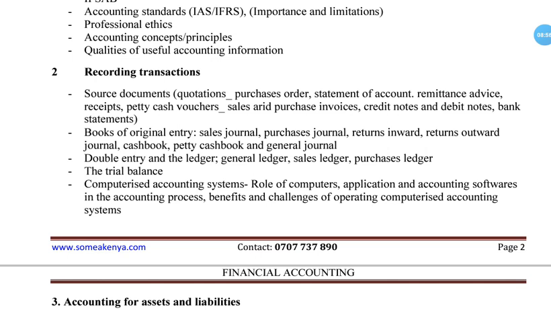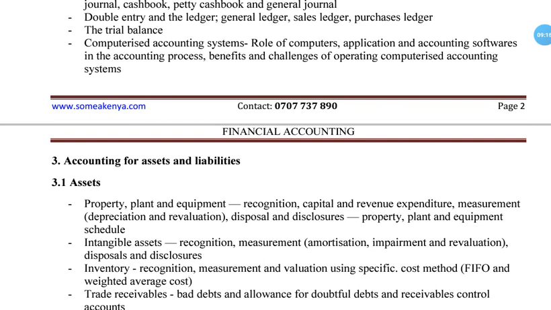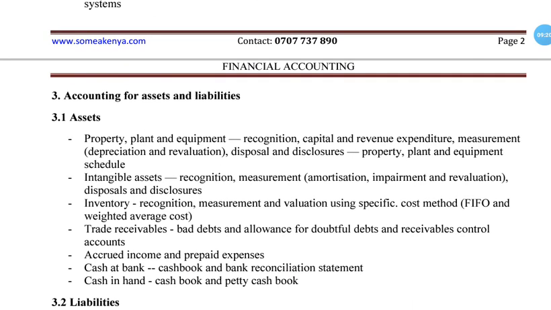So the computerized accounting system shall cover the role of computers, application and accounting software in the accounting policies, and the benefits and the challenges of operating a computerized accounting system. So topic number 3 will be accounting for assets and liabilities.